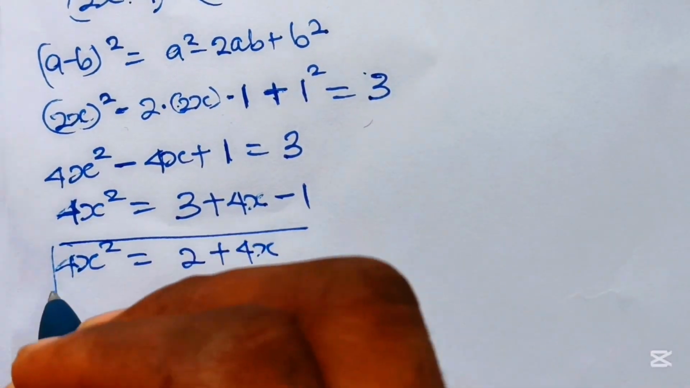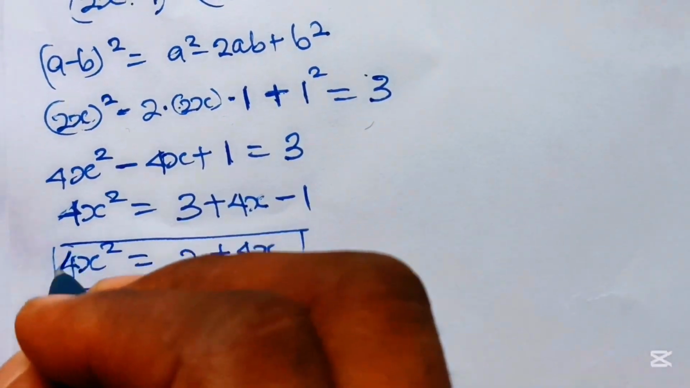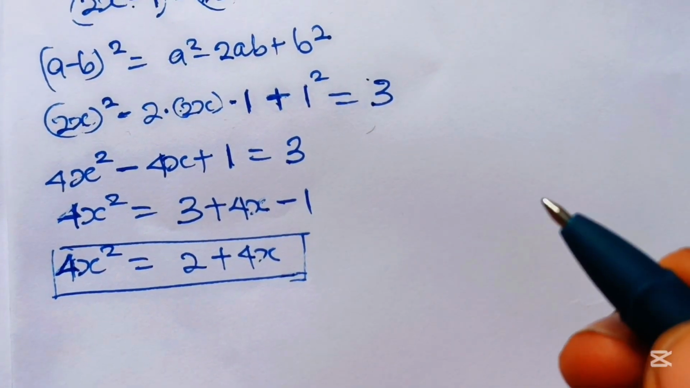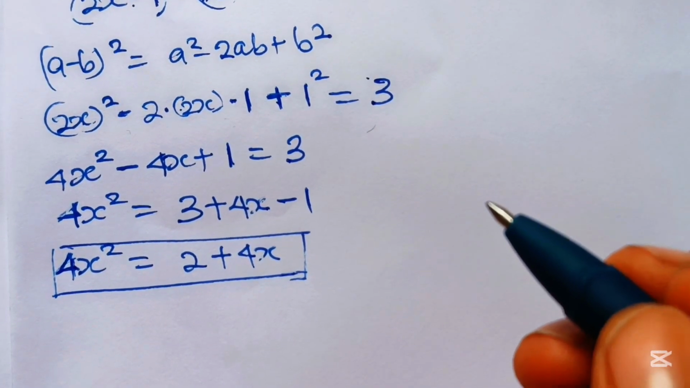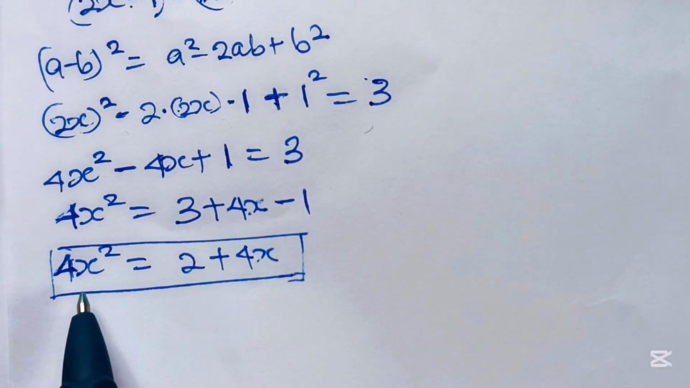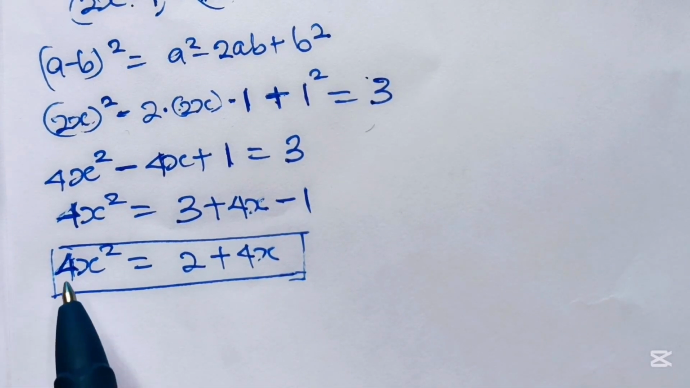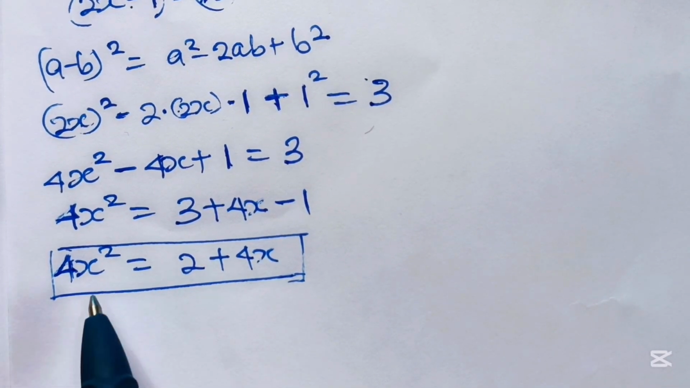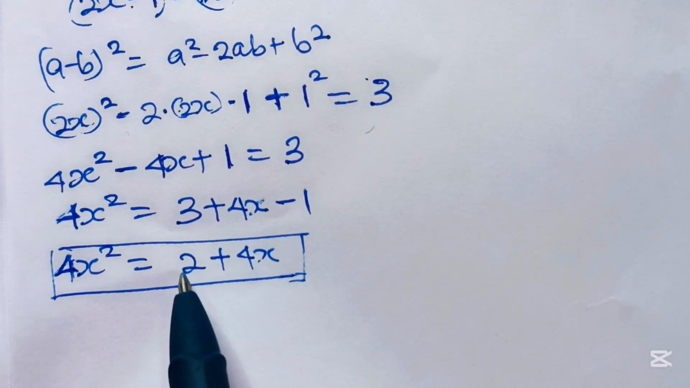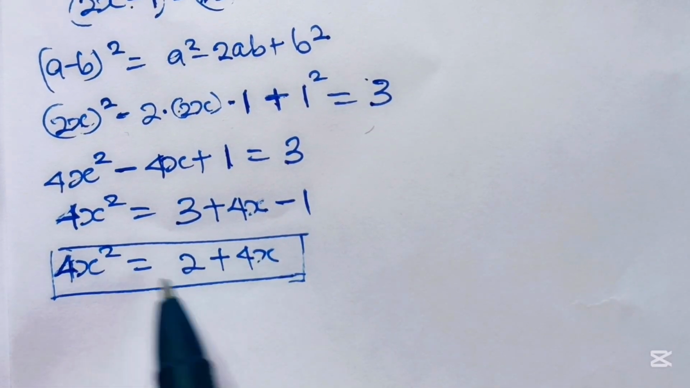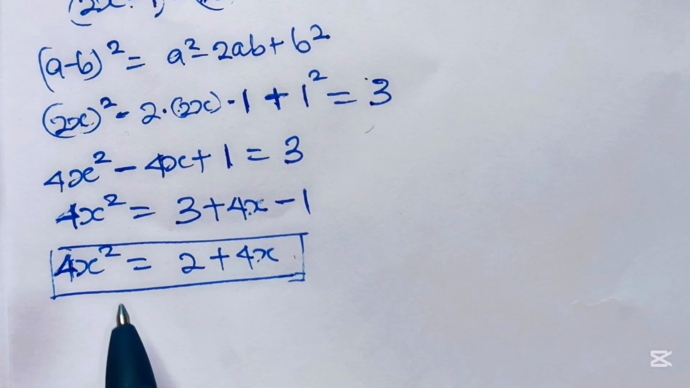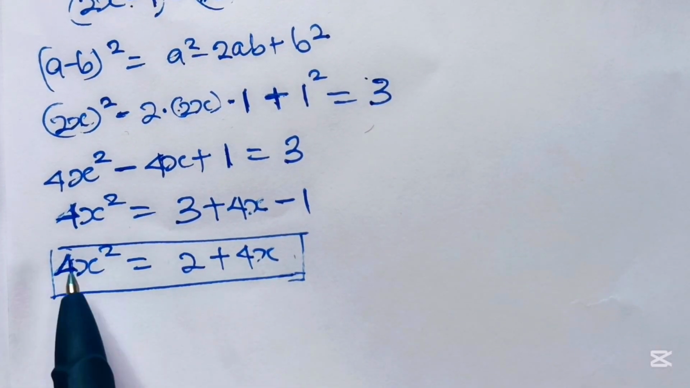Now this is a very important equation. The reason why we are going to stop here instead of making x squared the subject of the formula is, if I try to make x squared the subject of the formula, you will see that I'm going to have a fraction here because 2 divided by 4 will give me 1 over 2, and I don't need a fraction, I need a linear equation. So we are going to stop here and solve with 4x squared.